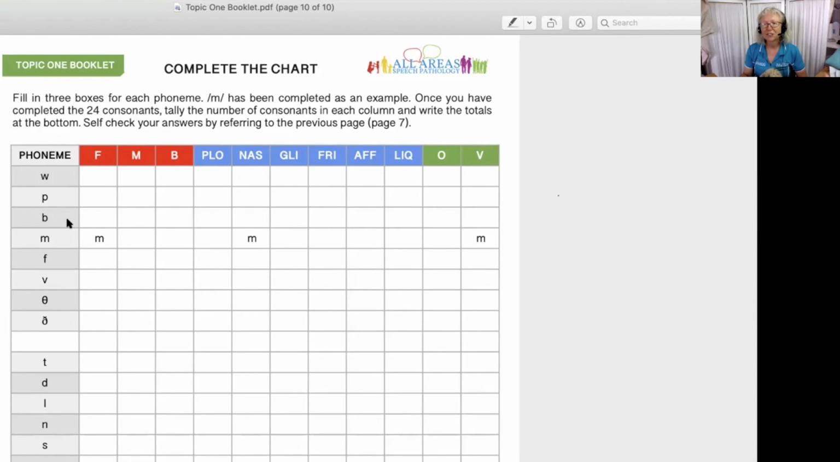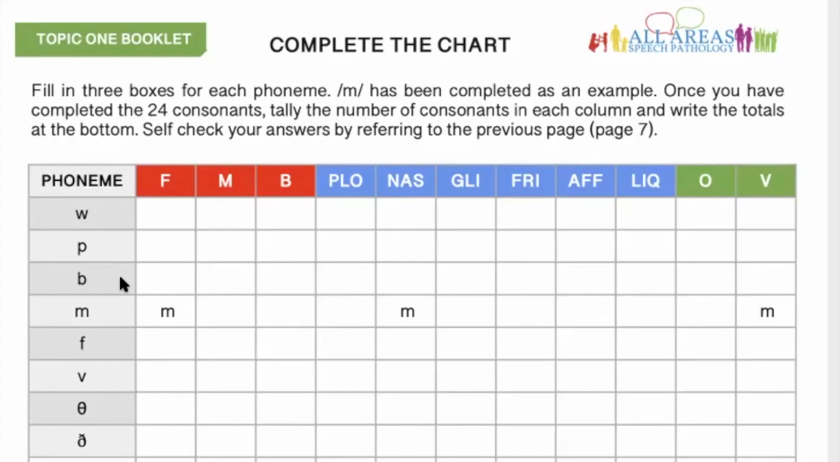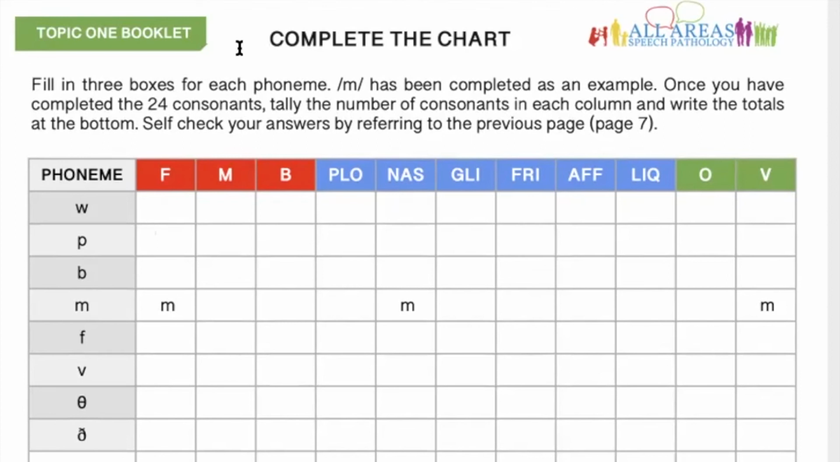So I would encourage you to do this without going back to page 7 and have a go. This could take you a little while, so you can stop the video and have a little go at this. Let's do one together just to practice. So if we have, let's do v together.